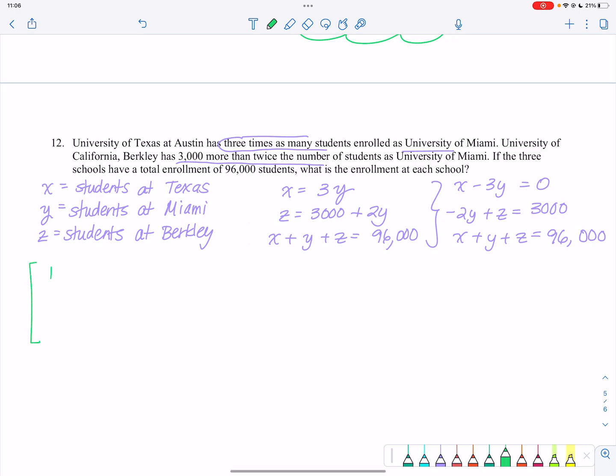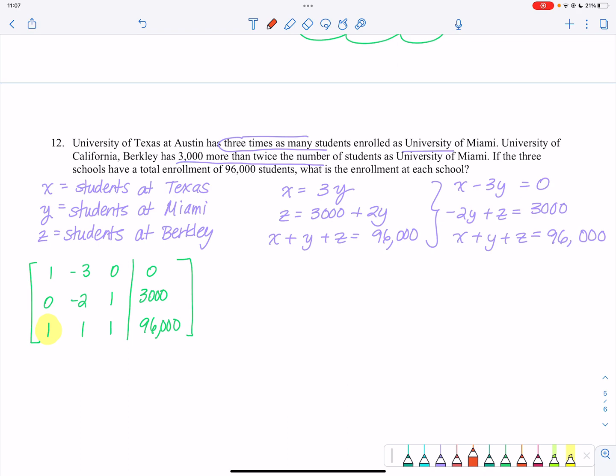And that would be 1, -3, 0, and then a 0. And then 0, -2, 1, 3,000. And 1, 1, 1, 96,000. So our first focus is going to be on this 1, okay? So let's go ahead and take care of that.